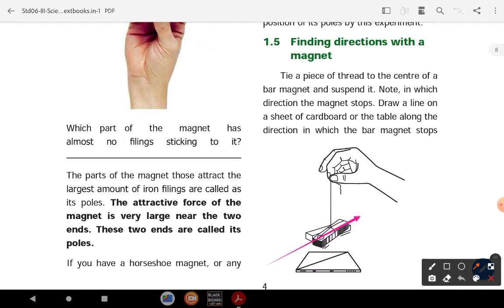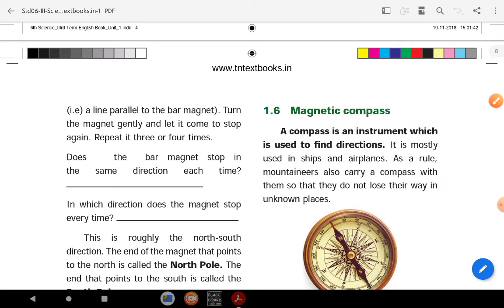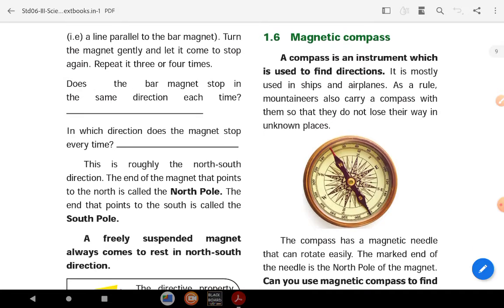Then you check it out. What is the direction here? What are the two directions it is showing? And you will find out it will always show the north and south direction. One will be north and the other one will be south. That is a line parallel to the bar magnet. I have told you that.